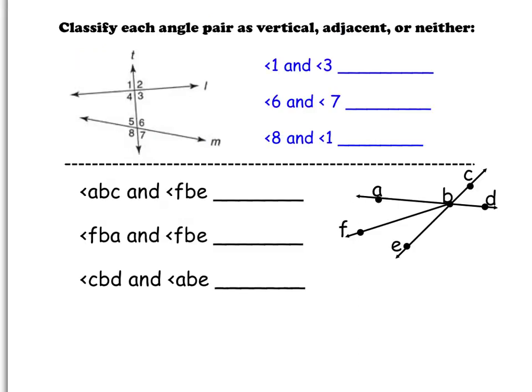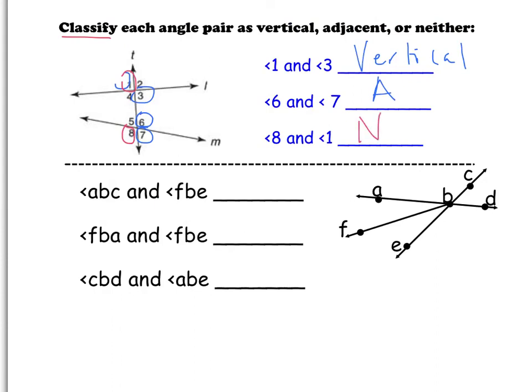All right, so let's try and identify these. It says classify again. Remember, classify means to give it a name. So I want to see angle 1 and angle 3. Those are across from each other. Remember, across from each other means that they are vertical. 6 and 7 are next to each other. Those would be adjacent. 8 and 1. Well, those are not across from each other. They're not next to each other, so they're going to be neither one of those things.